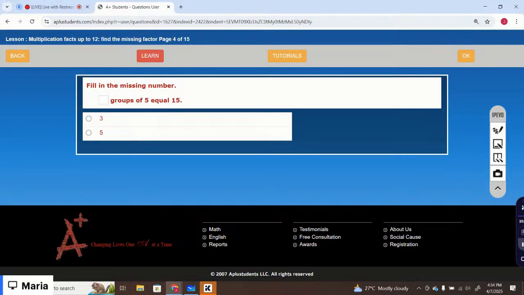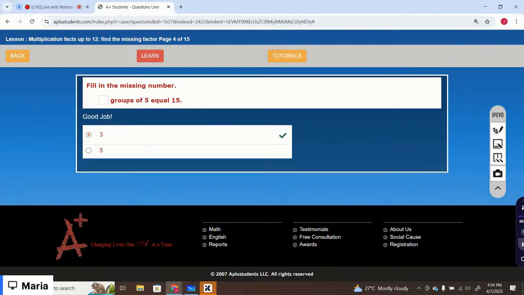Fill in the missing number. How many groups of 5 equals 15? That is 3 times 5 is 15. Option number 1 is the correct option.